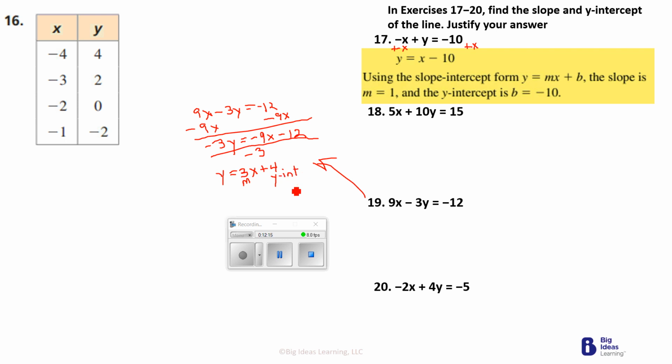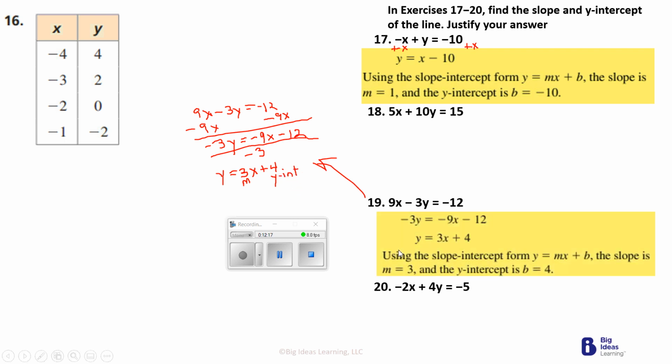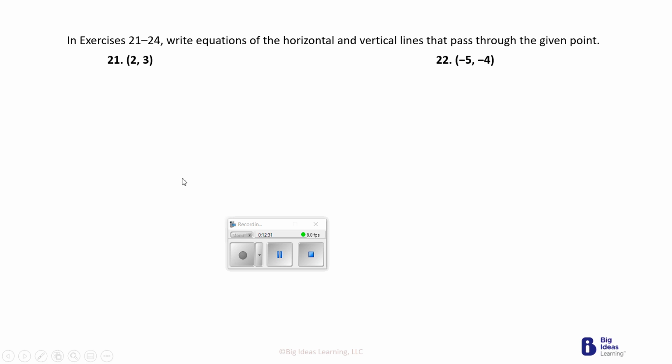Let's see how Mr. Mendez did. Yep, they brought the negative 9x over here. They divided by negative 3 to get the same thing I got. And our slope is 3, and our y-intercept is 4. All right, let's move on.